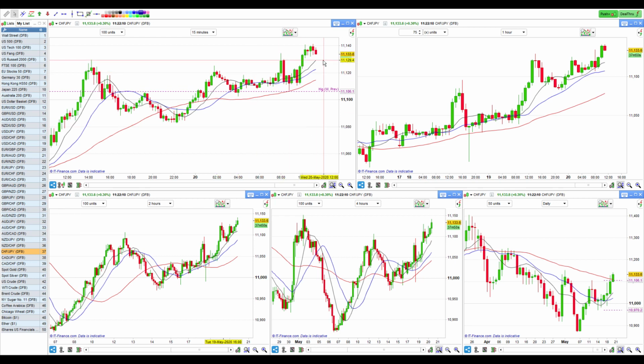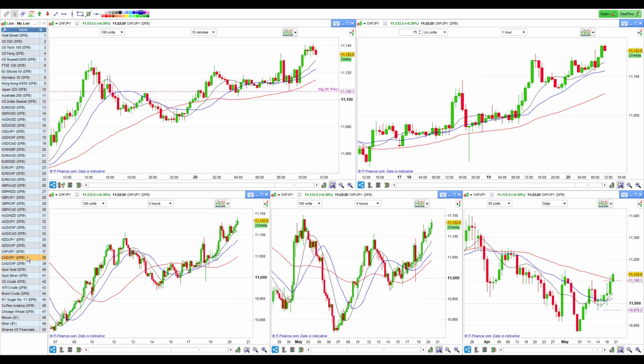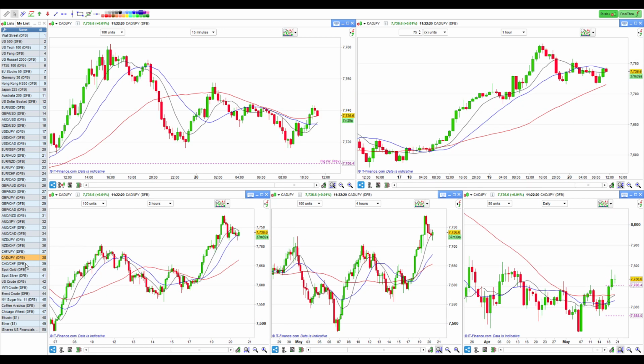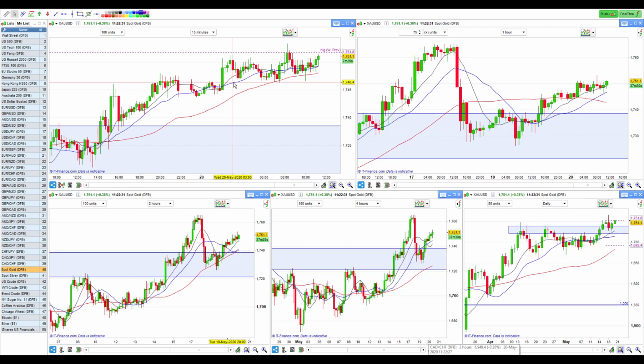It's a Swissy pair and a Yen pair as well, so pullbacks into these might be good for long opportunities. It's in an uptrend on the daily. Some long opportunities appeal to me, especially off levels of support here on that time frame. CAD Yen is not going anywhere. CAD Swissy looks like it wants to head lower, but the daily looks a bit messy, so I don't like that. Gold is looking nice and bullish, so that looks like that wants to break out.